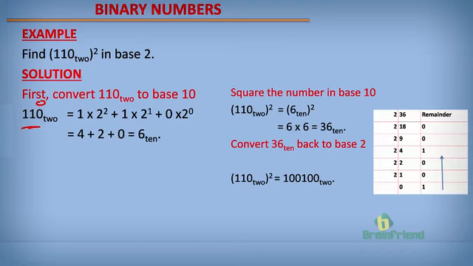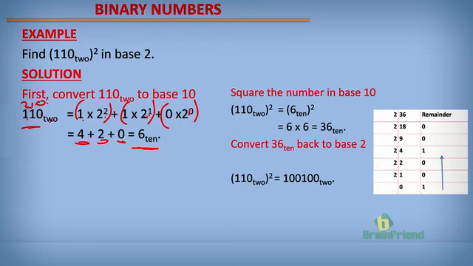So we have 0, we have 1, and we have 2. So we have 1 times 2 raised to the power 2, which is what we have here, 1 times 2 raised to the power 1, which is what we have here, and 0 times 2 raised to the power 0, which is what we have here. On expansion, doing the multiplication and addition, 2 squared is 4, 4 times 1 gives 4, 2 times 1 is 2, and 0 times 1 is 0. So 4 plus 2 plus 0 is equal to 6 base 10. So we have succeeded in converting 110 base 2 to base 10.